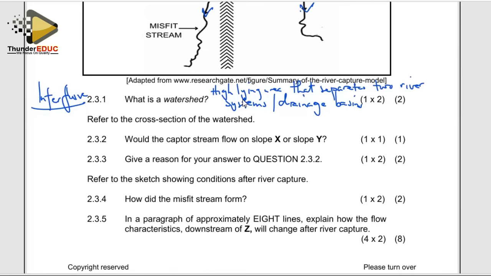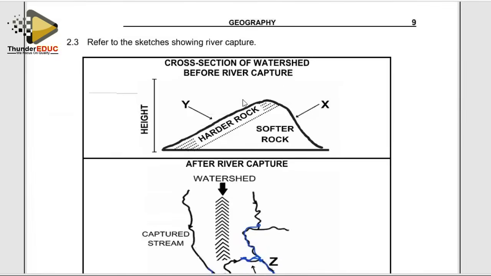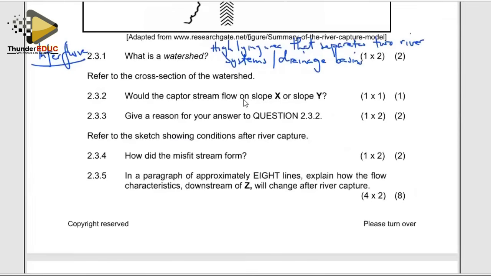Refer to the cross-section of the watershed. Would the capture stream flow on X or Y? The capture stream, the one that advances, obviously will flow over X. It will flow over slope X. And give a reason. Number one, a capture stream has to flow over a steep gradient. It effectively erodes headwardly over a steep gradient.